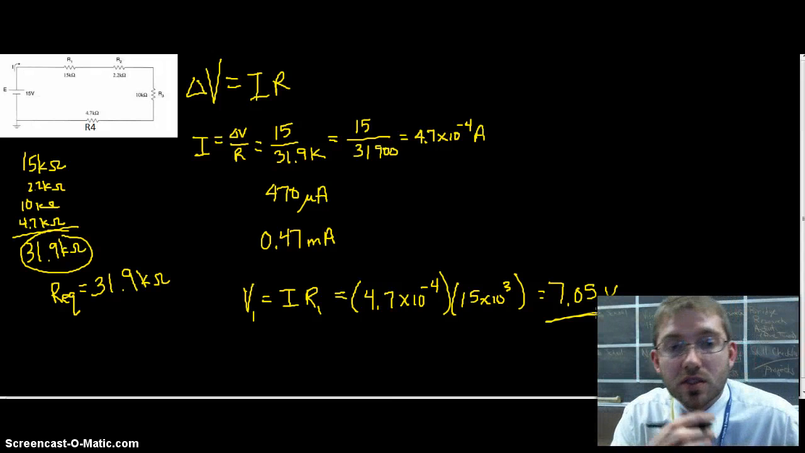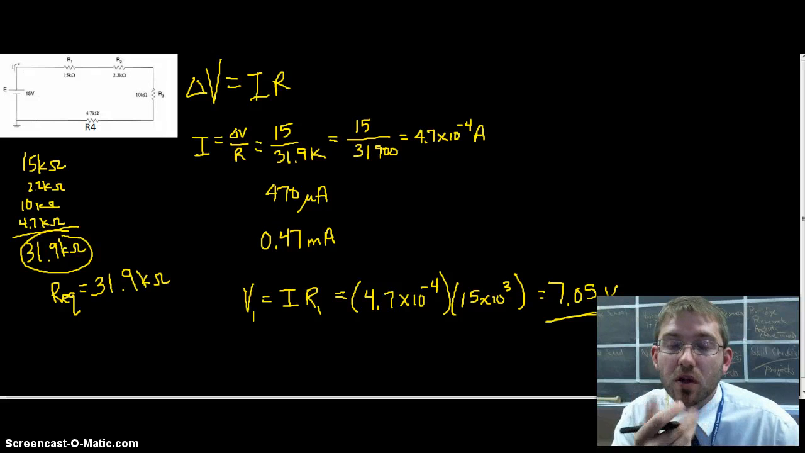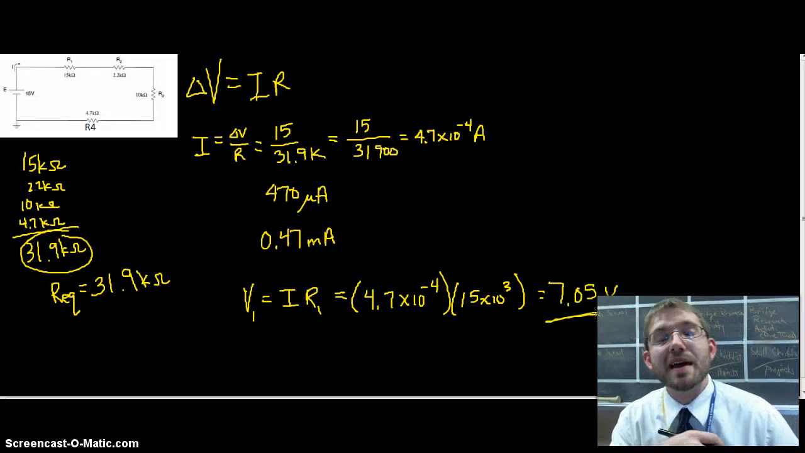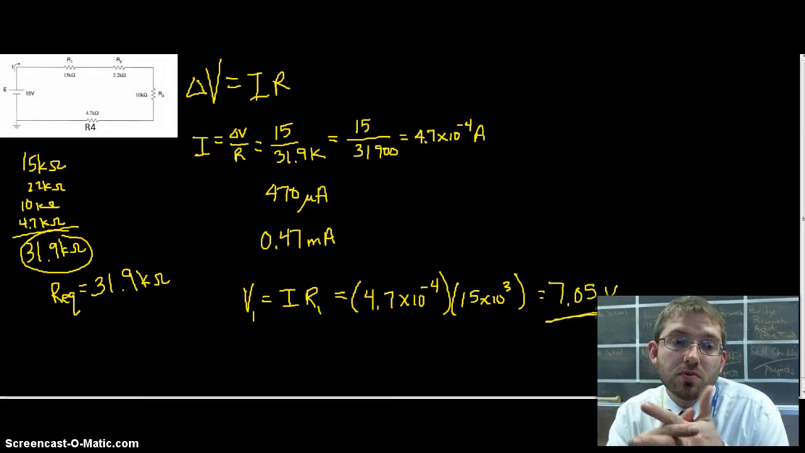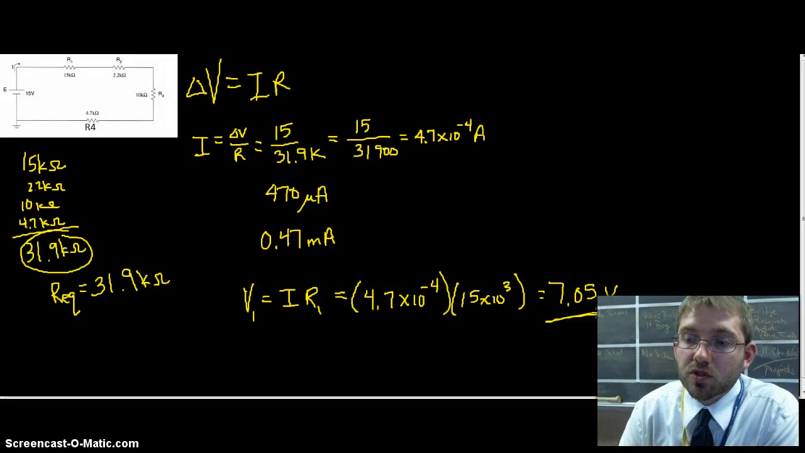So of the total 15, not quite half is dropped across that 15 kilohm resistor. Makes sense, since it is one of the larger resistance values, but it's not quite half. We could go through the same process and we would find that the sum of all the voltages across each of these resistors would add up to the 15 that we started with.